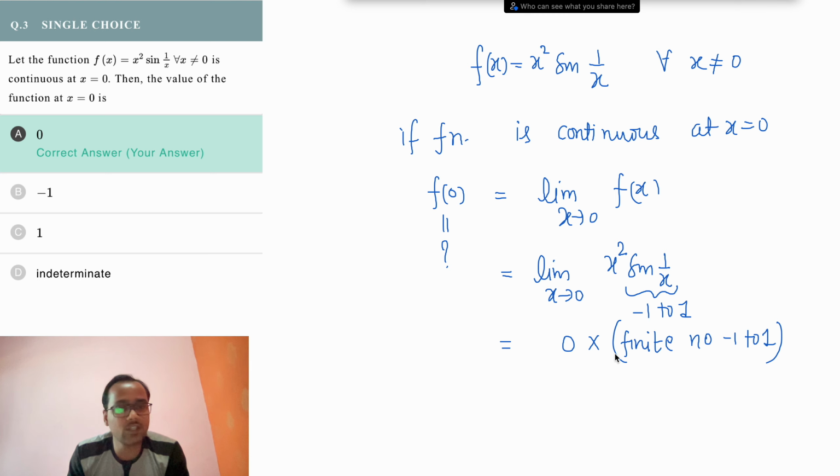So if you have 0 into some finite number between minus 1 to 1, the answer will be 0. So the limit's answer is 0. So f of 0 is also coming out to be 0. So the answer for this question is option A. I hope this should be clear to everyone. Now let's move to the next question.